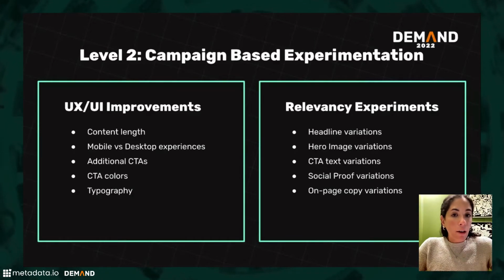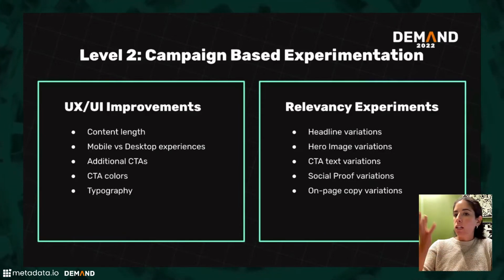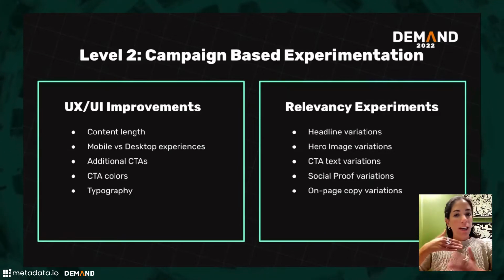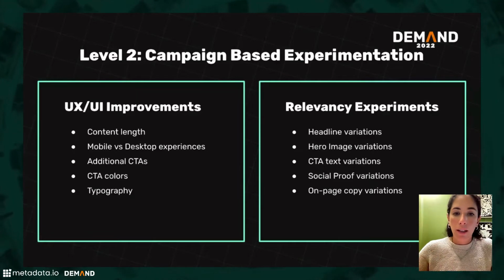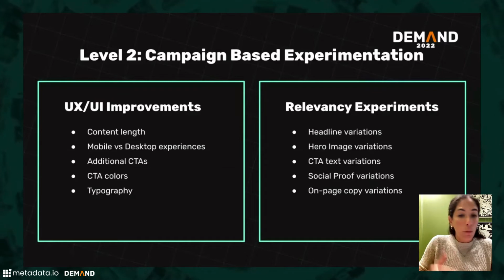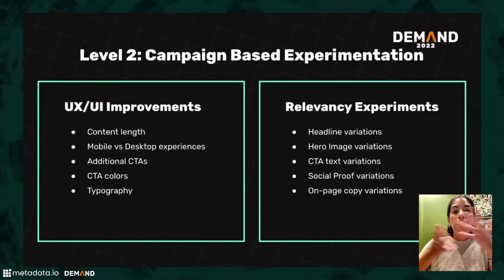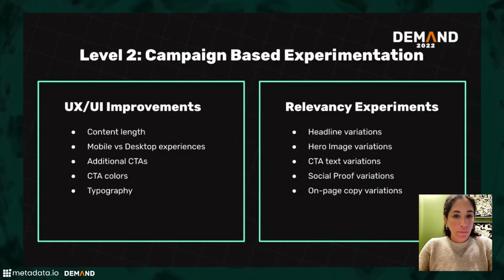What about hero image variations? If you're talking about a product in your email or in your ad and they come to a page and they see a human but not a product, is that super relevant? Does that post-click experience make sense? If not, what if there's a human with a product? What if there's just the product? How can we make sure that those images make sense within the context of your campaign?